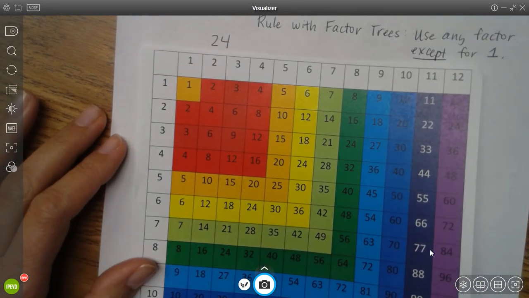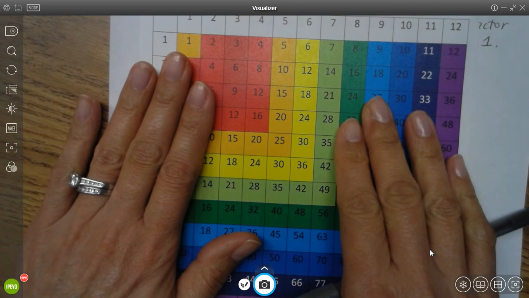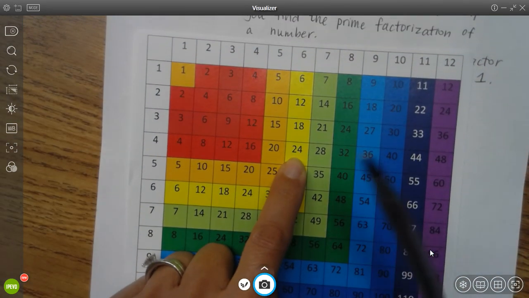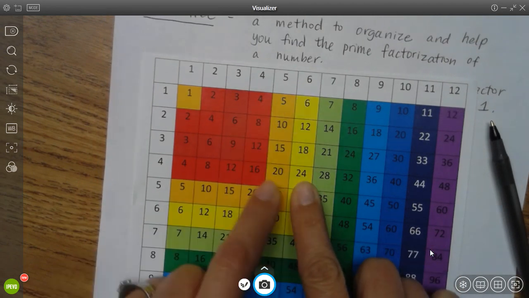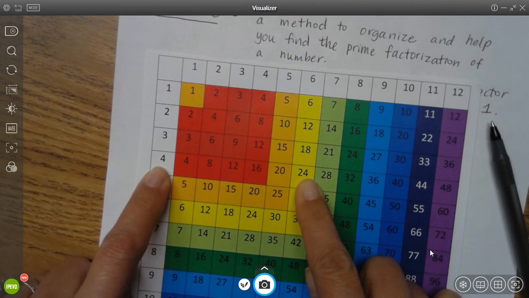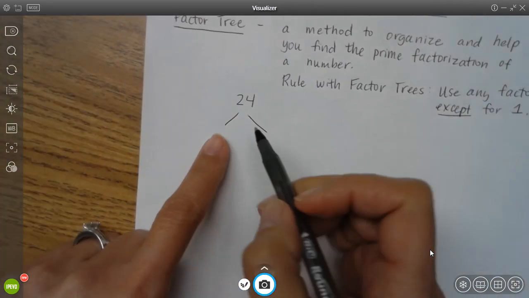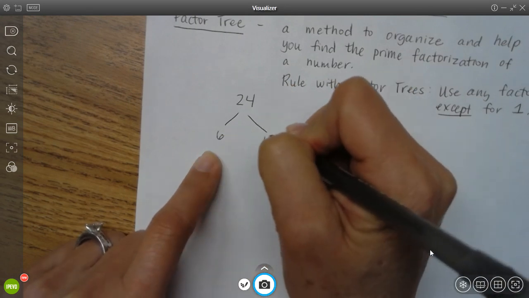Okay. So anyhow, if you don't know your math facts, look at your multiplication chart and just find the number 24. Okay, here's the number 24. What are 2 factors that equal 24? The number 6, and I look over here. Okay, I just happened to pull up the same one, right? 6 and 4. So my factor tree, I start at the top, 24. So 6 times 4 is 24.